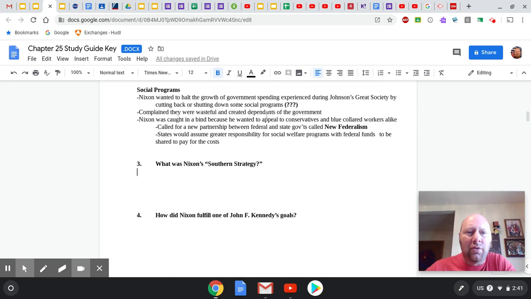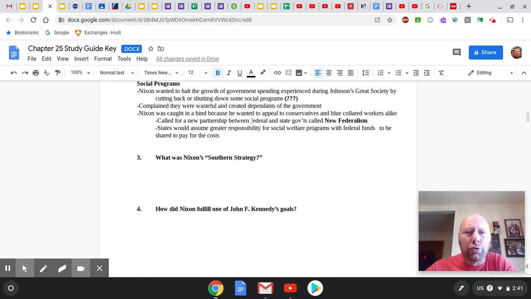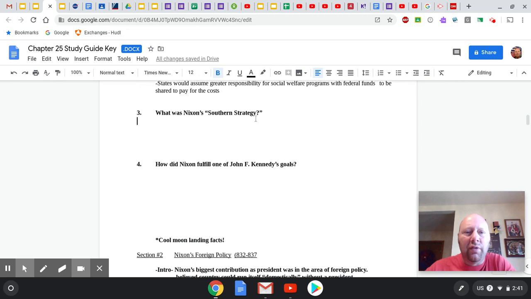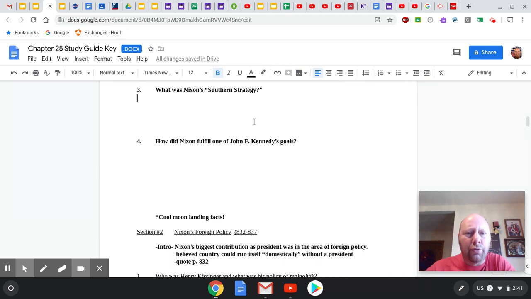Nixon is going to work to cut back on social programs of the New Deal and the Great Society and pass more of that responsibility on to the states to provide social welfare programs for their citizens. But the two we're going to take notes on today are Nixon's Southern strategy and how Nixon fulfilled one of JFK's main goals.